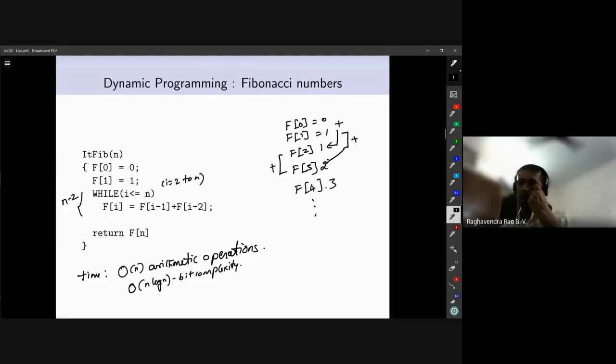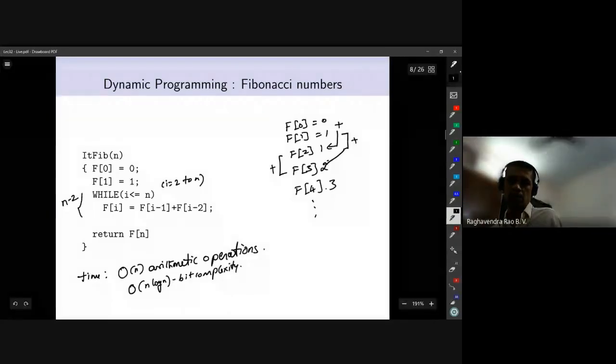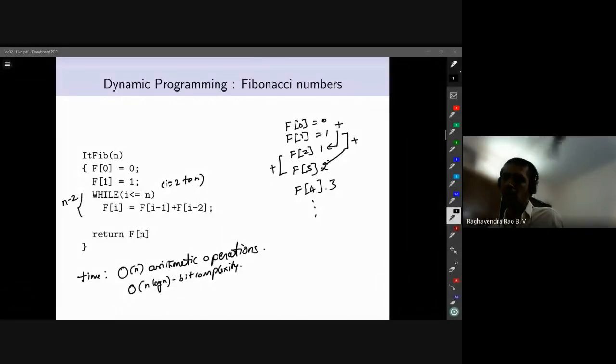Okay, so yeah, just to check, I hope I am audible. Okay, so order of n, good. Okay, so I somehow don't get any alert for when you type a message.